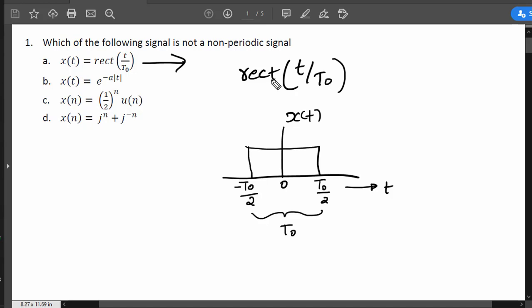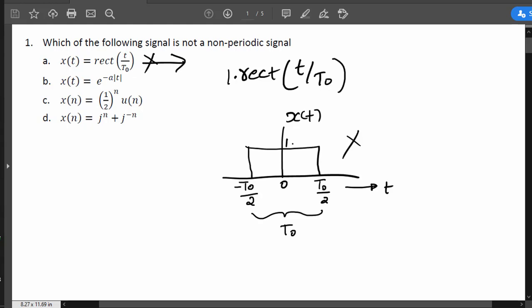Fine. Now, since there is no amplitude here, it is just 1. So I have 1 here. If I have capital A, here it will be capital A. So don't worry, periodicity does not depend upon the amplitude, whatever the amplitude may be. What we are checking for periodicity is whether this is repeating after a particular time interval. No, right? It just starts from minus T naught by 2 and ends at T naught by 2. Since this is not repeating, option 1 is wrong. So this is not a periodic signal.